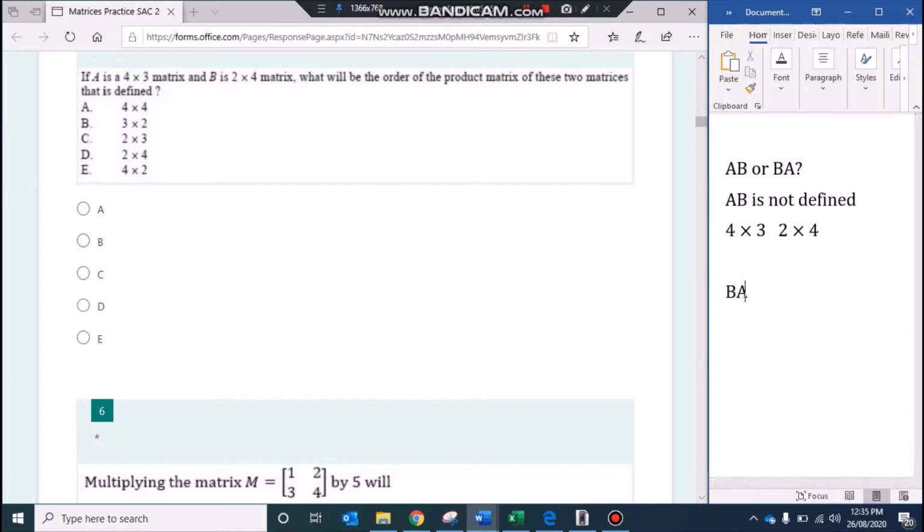So let's check out BA. BA is a 2 by 4 matrix, and that's multiplied by a 4 by 3 matrix. Because the two middle numbers are the same, BA is defined. Now, how do we know what is the order of BA going to be? Well, it's going to be the two outside numbers. So it's going to be a 2 by 3 matrix. You just take the two outside numbers there.